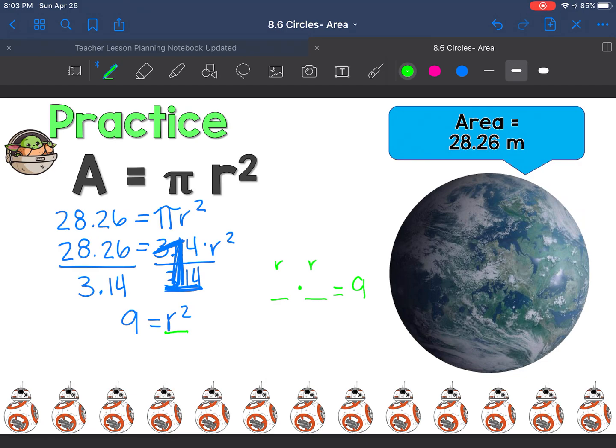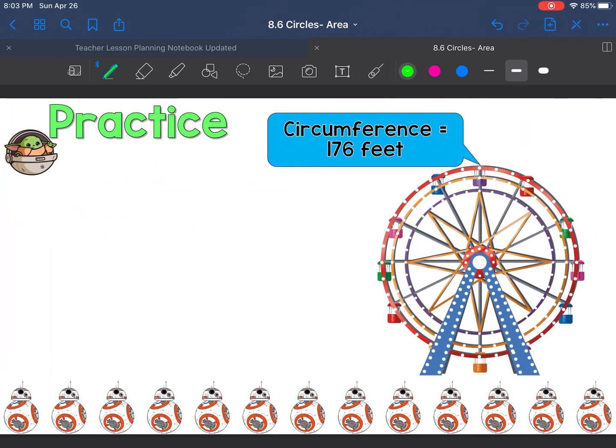So let's just start. 1 times 1 is 1. 2 times 2 is 4. 3 times 3 is 9. So remember, I'm looking for that number that I multiply by itself to get to my number 9. So that tells me that r equals 3. And that's my radius.